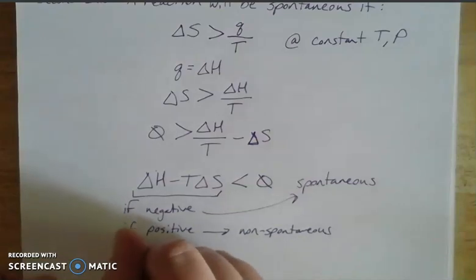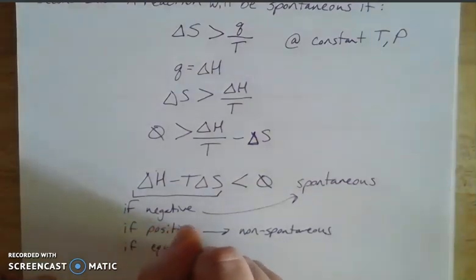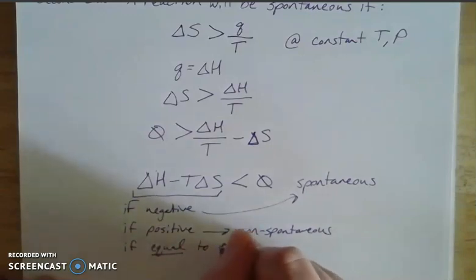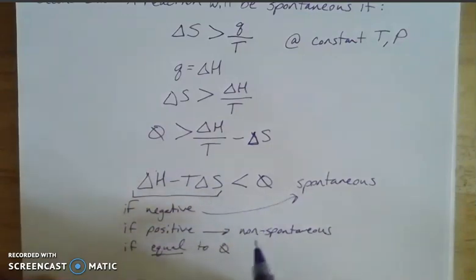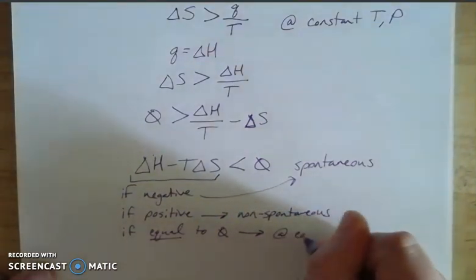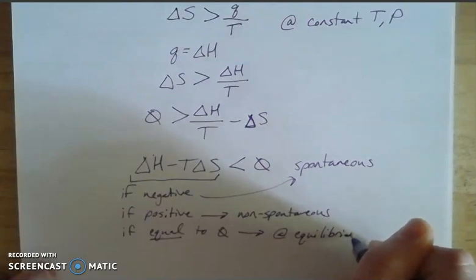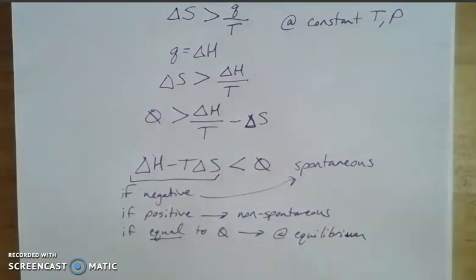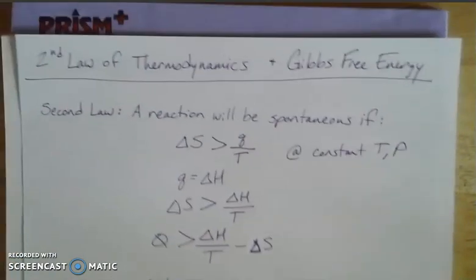And then if it's equal to 0, so right now we just have a less than here, and if greater than, if positive, then it's non-spontaneous. If it's equal to 0, then we're at equilibrium. So this is one way that we can use this: at what conditions would I be at equilibrium? At what temperature would I be at equilibrium? Or how would I have to change things in order to get this quantity equal to 0? Okay, and again, at constant temperature, constant pressure. Okay, so I haven't talked about Gibbs yet, but we're getting there.